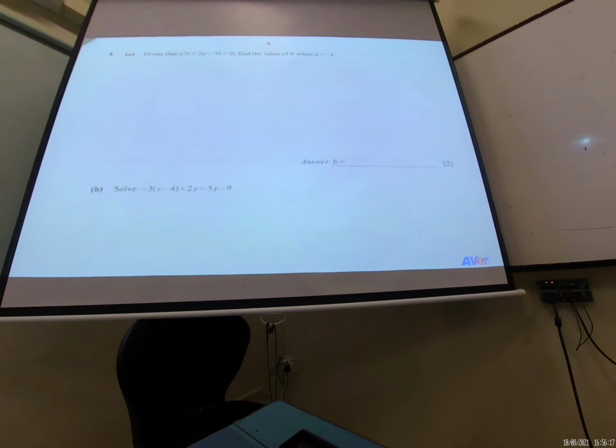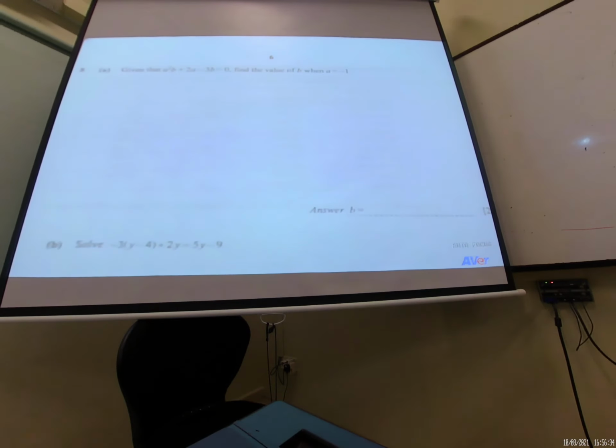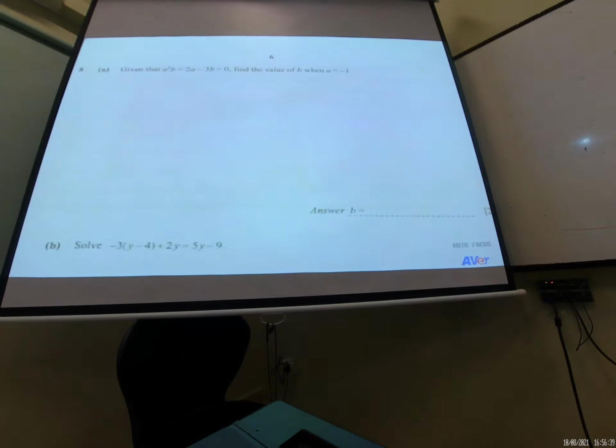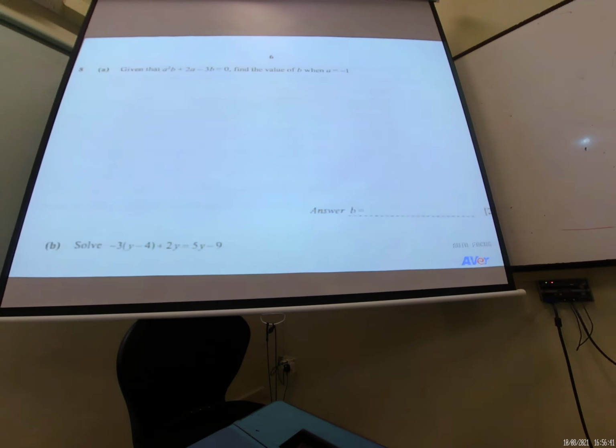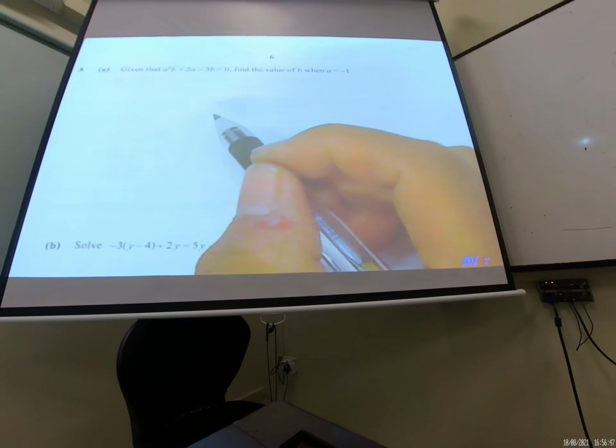Question 8. Given that a squared b plus 2a minus 3b equals 0, find the value of b when a equals -1. Okay, so this is a substitution question.